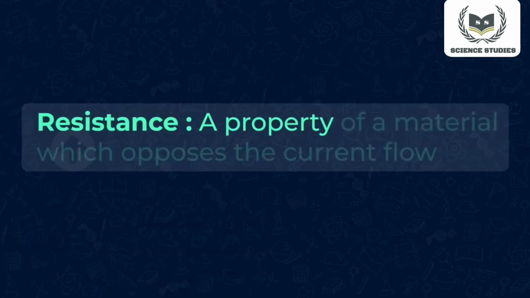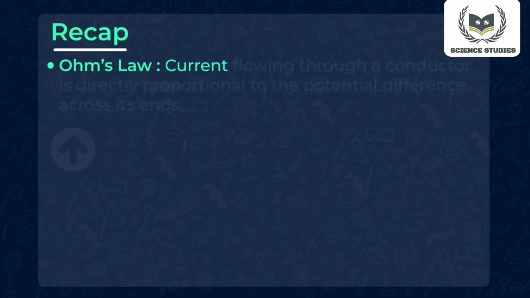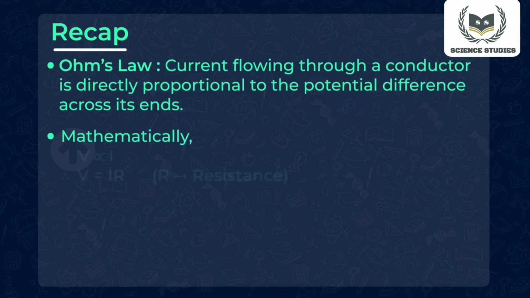Let's recap what we have learnt in this module. Today we discussed Ohm's law. What is Ohm's law? The current flowing through a conductor is directly proportional to the potential difference across its ends. Mathematically, we can represent V directly proportional to I. We can use the constant R, then V equals IR. R is the resistance here.